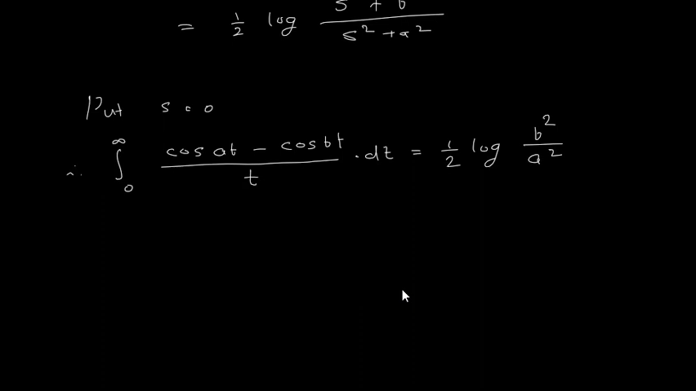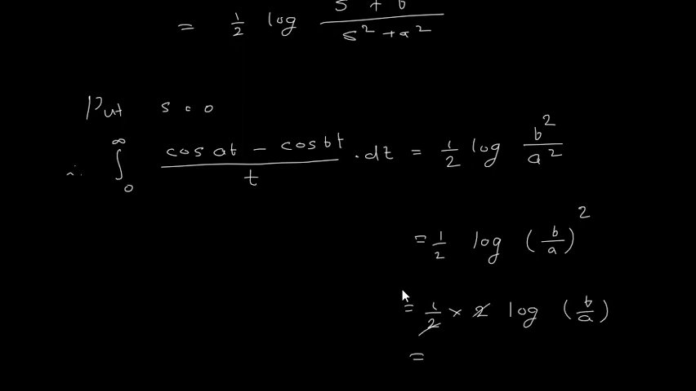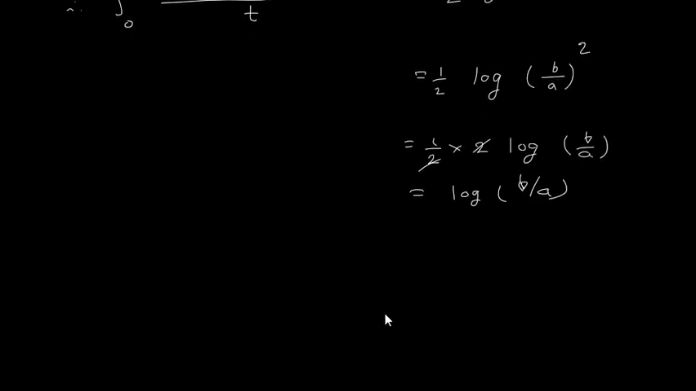So we simplify it, we will get 1 by 2 into log of (b divided by a) the whole square. So this is 1 by 2 into 2 log of b by a. So this 2 and 2 will cancel, and it is log of b divided by a. So this is my answer, log of b divided by a. Getting it? Okay. Let us solve one more question.